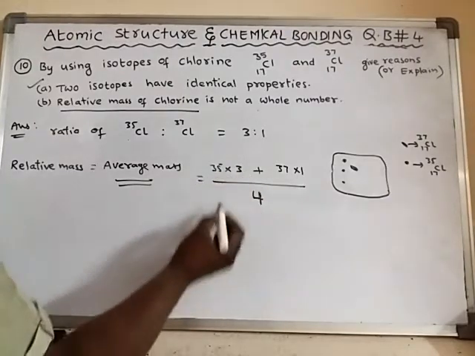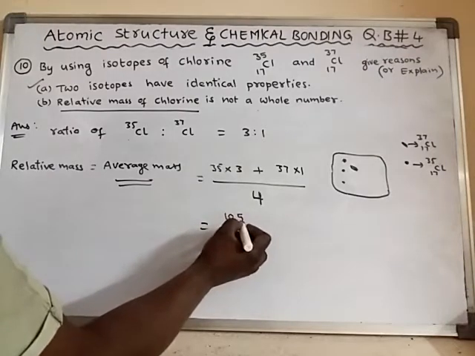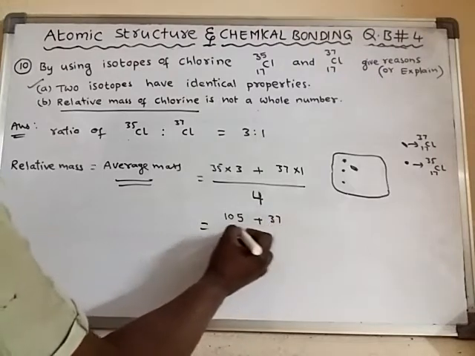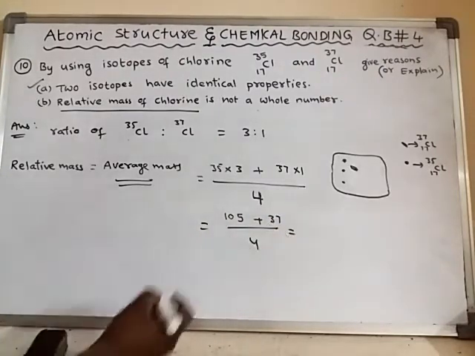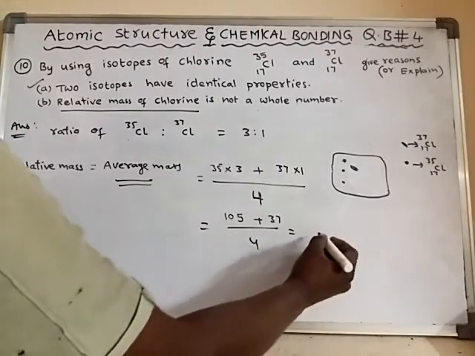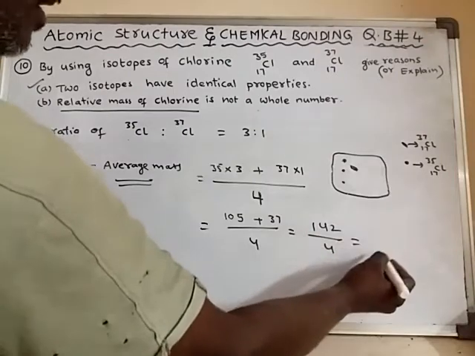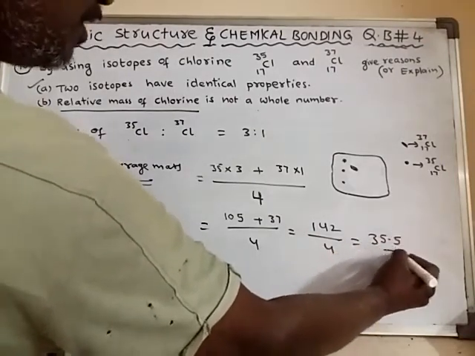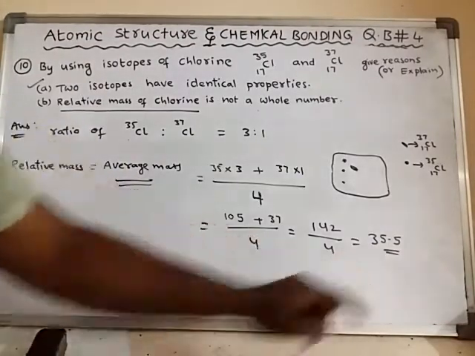So 35 into 3, how much is it? 35 times 3 means 105. It will be equal to 105 plus 37 by 4. 105 plus 37 is 142 by 4. It will be approximately equal to 35.5. Is it a whole number? It is not a whole number.